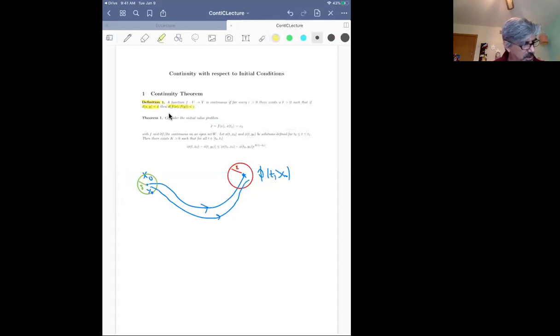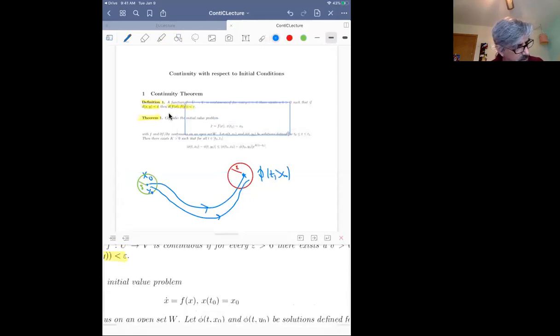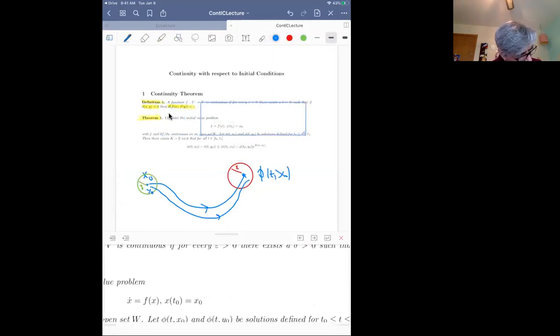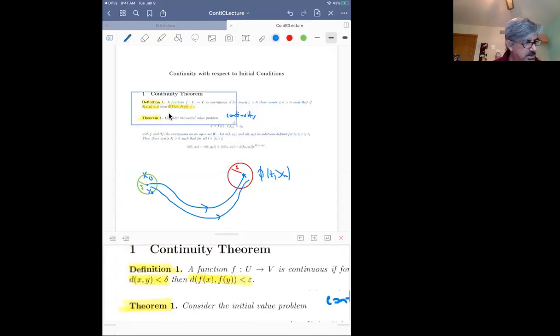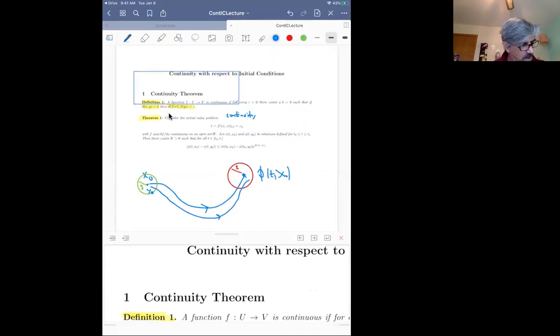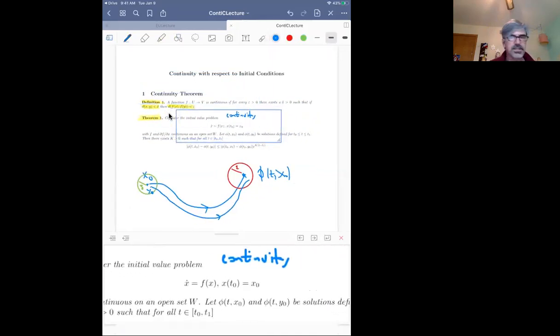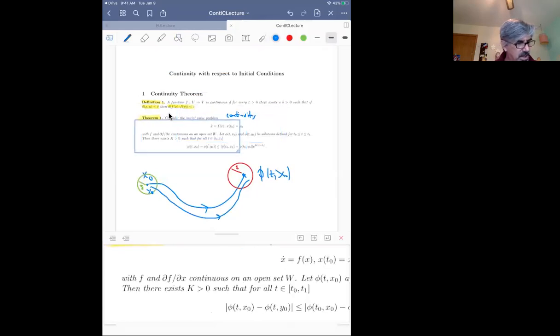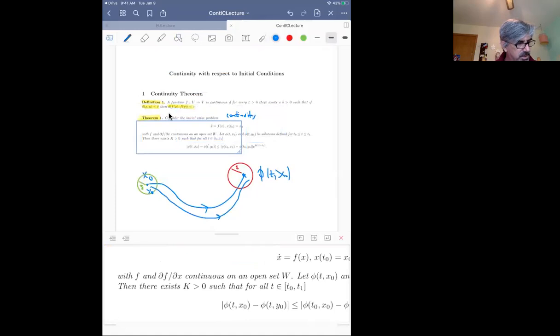The statement of the continuity theorem, well, this doesn't look like that, but this really is the continuity theorem right here. I'll explain why once we've read the theorem. It says, given some differential equation, x dot equals f of x. I'm doing this just for autonomous differential equations, but we could do the same thing for non-autonomous ones. And again, the function f and its derivative should be continuous.